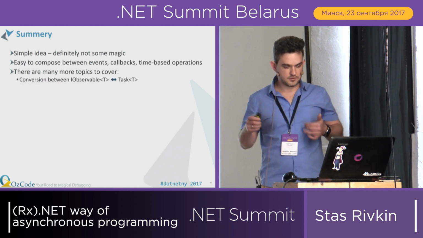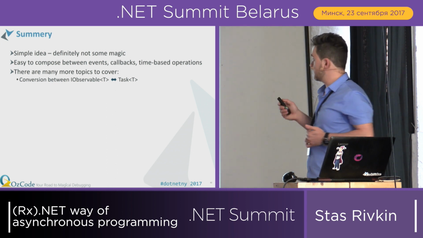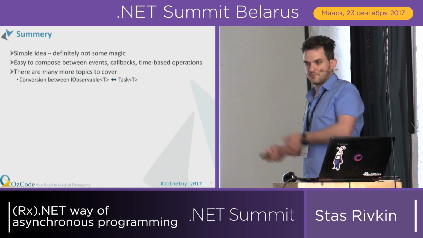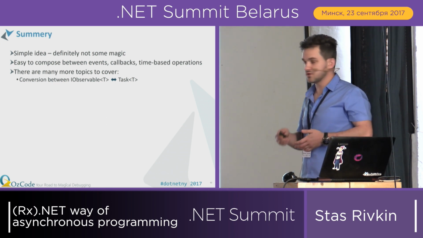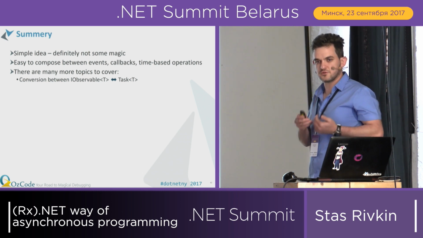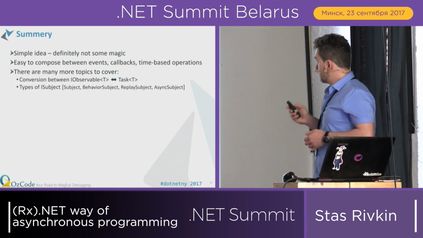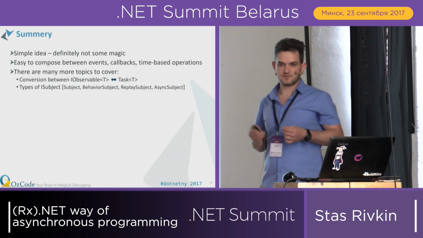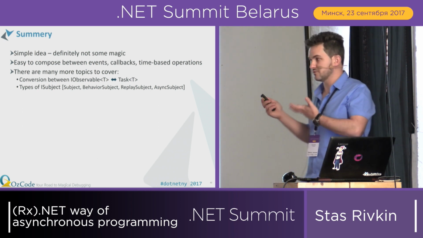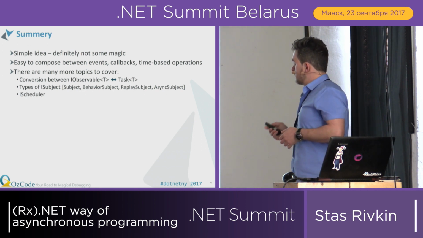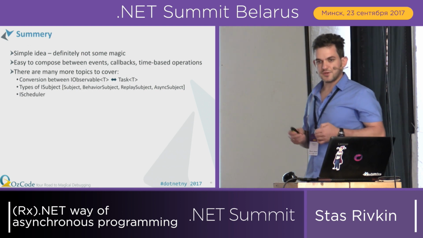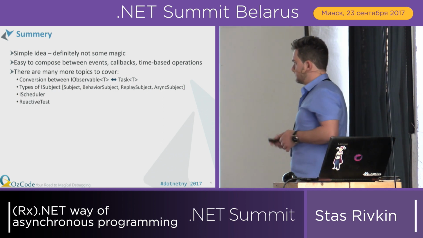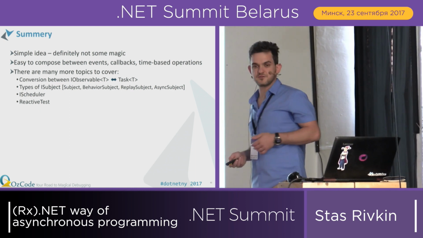The topics are simple conversion between observables to tasks. You can get a task, do a ToObservable on it, add some sort of retry logic, and then transform it back to a task using ToTask, and then await it. There are different types of subjects, which are basically the core units, which allow us to do all of the Rx. You have this IScheduler, which is the core unit which abstracts away the concurrency, and you can unit test them using a derived class from ReactiveTest.